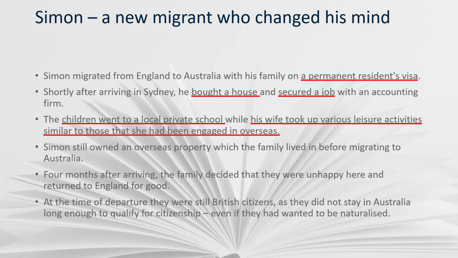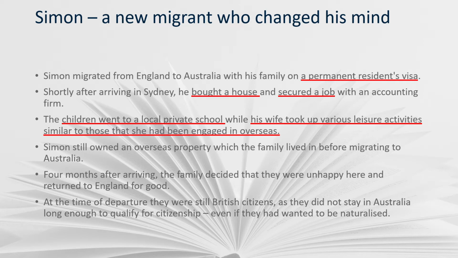Simon still owned an overseas property which the family lived in before migrating to Australia. 4 months after arriving, the family decided that they were unhappy here and returned to England for good. At the time of departure, they were still British citizens, as they did not stay in Australia long enough to qualify for citizenship, even if they had wanted to be naturalized.